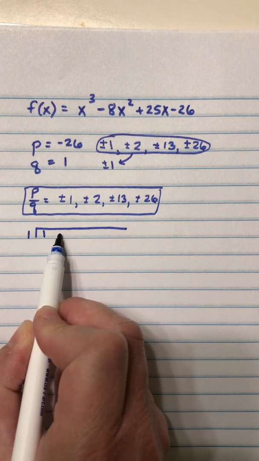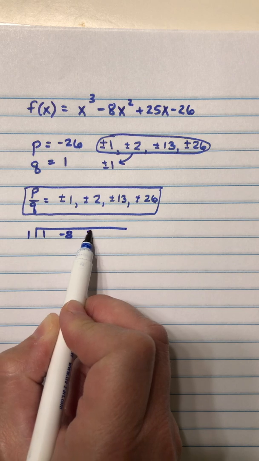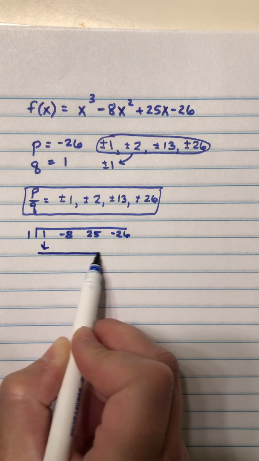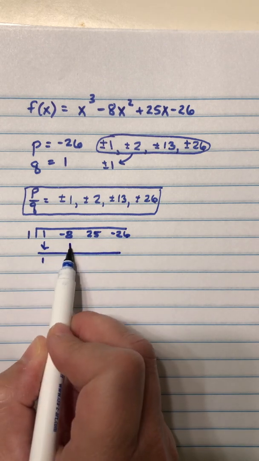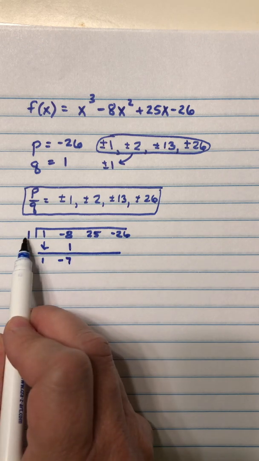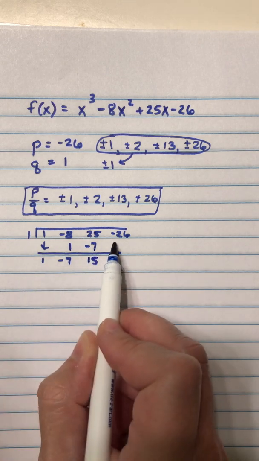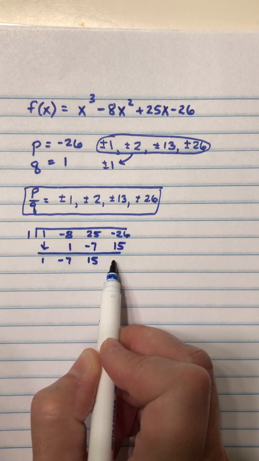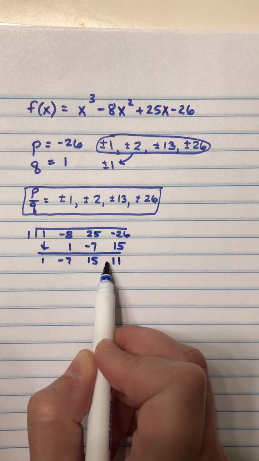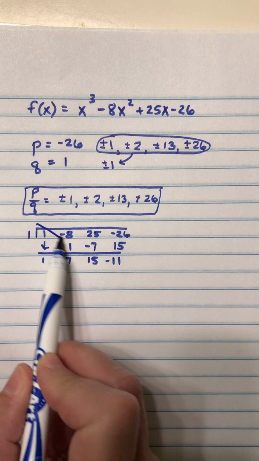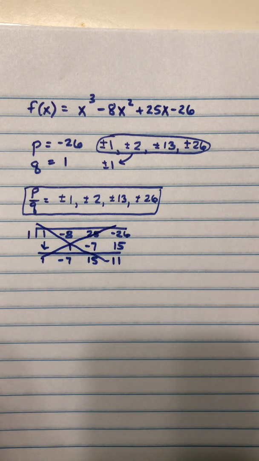So I'm going to have 1, negative 8, 25, and negative 26. And I'm going to drop that 1 down. 1 times 1 is 1. Add. 1 times negative 7. Add. 1 times 15. And add. So that's going to give me negative 11. So keep in mind that if you do not get a 0 as your remainder in your synthetic division, then that is not a 0 for your function. So I know that 1 does not work.